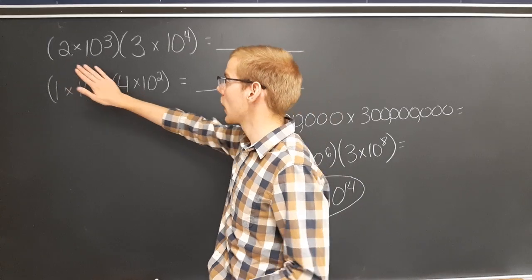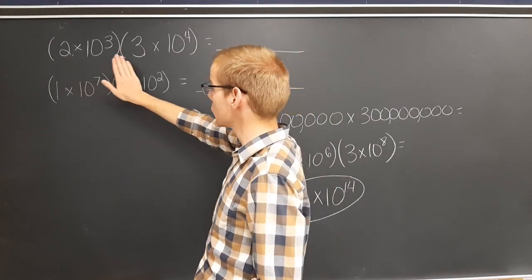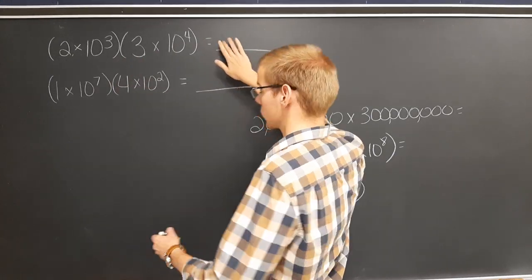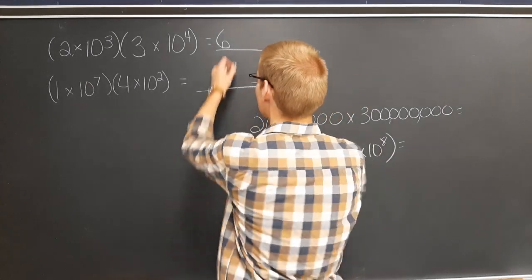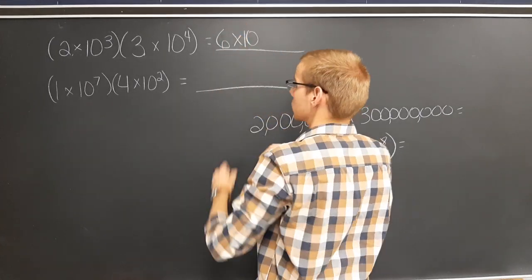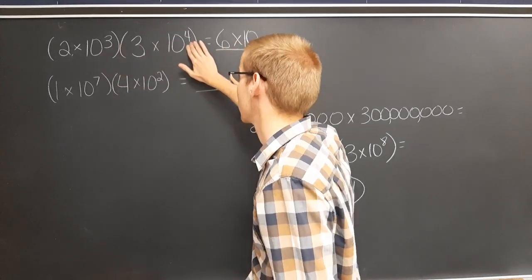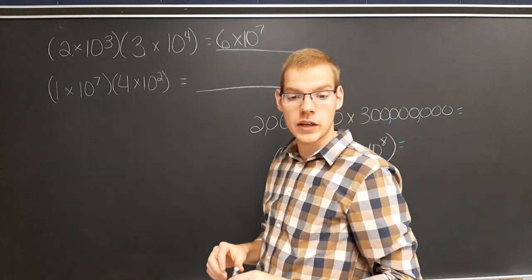So, multiply these two. How do we do that? Multiply the first two numbers. That goes in the front. 2 times 3 is 6. And then multiplied by 10, and then 3 plus 4 is 7. And you've got your answer.